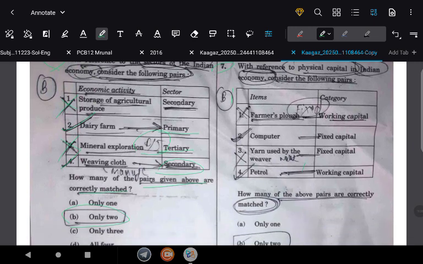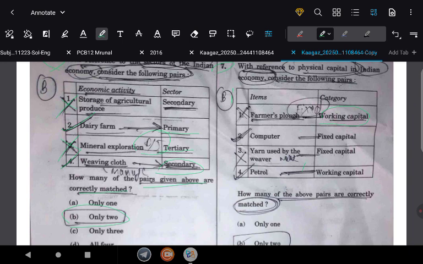It is a basic conceptual question. This can be answered from the economics NCERT of the ninth standard. The question here refers to what is physical capital in the Indian economy. Farmers' plow, they have referred to it as working capital, which is not correct, because we need to know the difference between fixed and working capital.